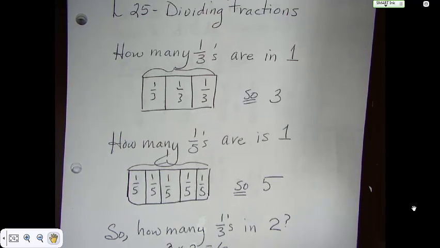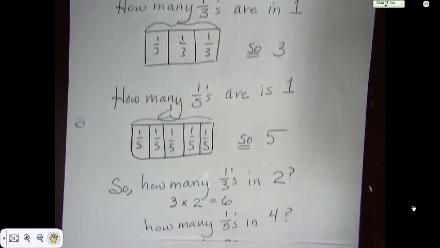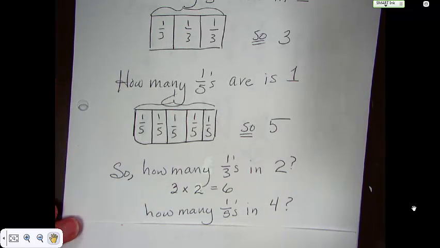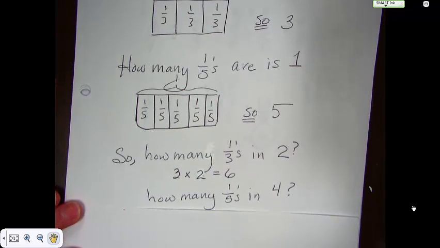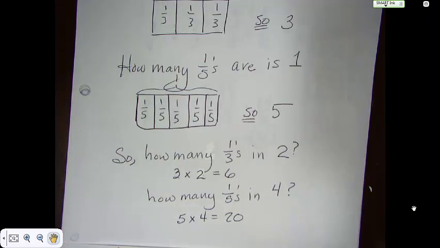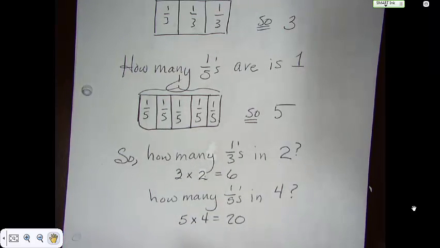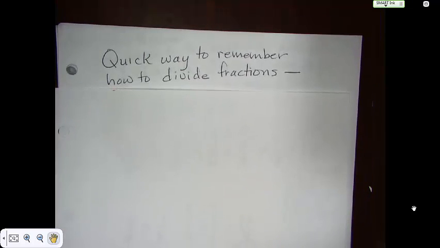How many 1/5 are in 4? Well, if there's 5 1/5 in 1, then 4 times 5 is 20. That's pretty easy to figure out, actually, if you think about it. Okay, so this is kind of a precursor to talking about dividing fractions, and this is going to be quick.